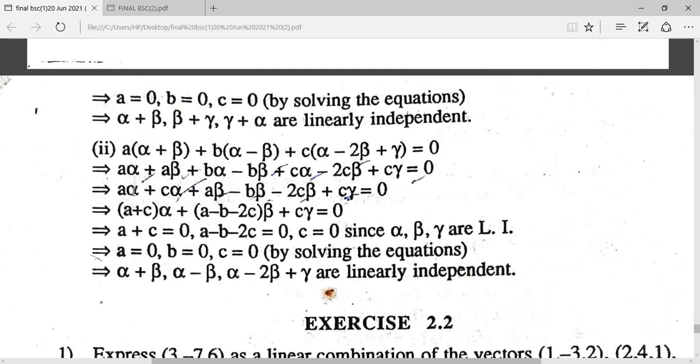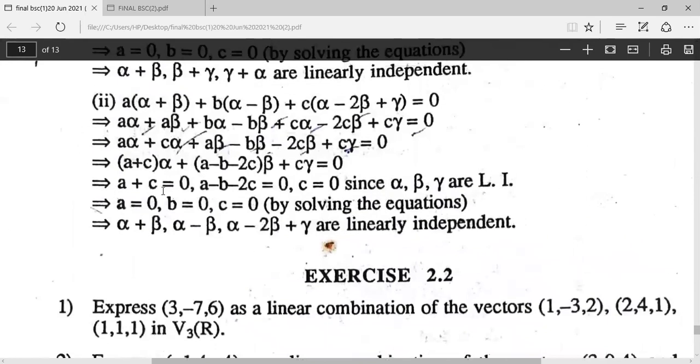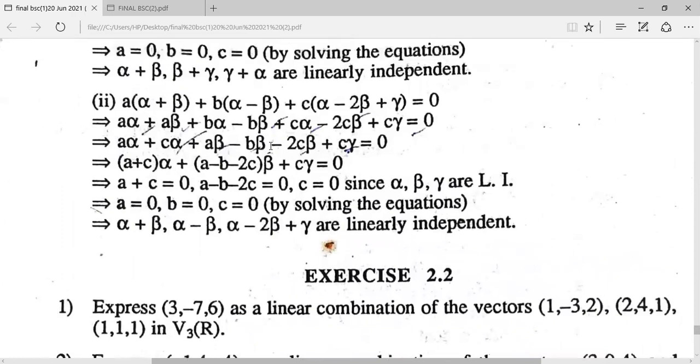Next, group the terms containing alpha. A alpha is there and c alpha is there. Beta terms, 3 terms are there: a beta, minus b beta, minus 2c beta. And the gamma term is only one term, that is c gamma equal to 0. Now take alpha common in the first 2 terms, you will get a plus c into alpha. And take beta common in the next 3 terms, you will get a minus b minus 2c into beta, plus c gamma equals 0. Because alpha, beta, gamma are linearly independent, these scalars must be 0, because alpha, beta, gamma are linearly independent and that is given in the problem.